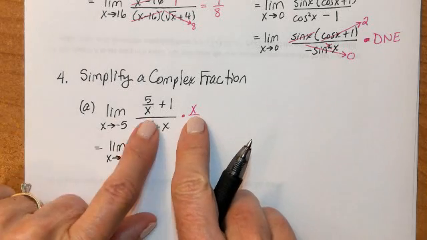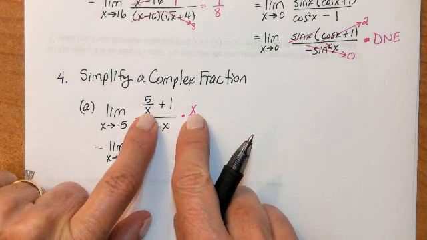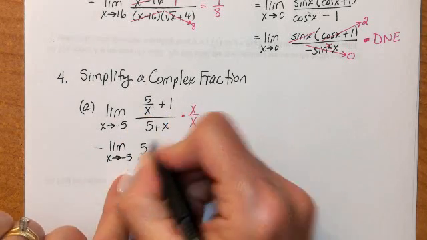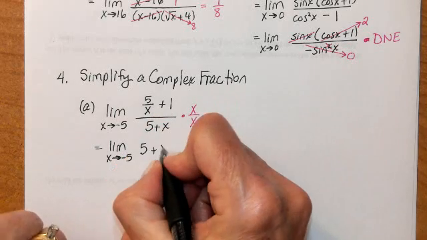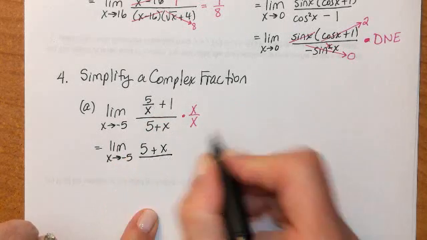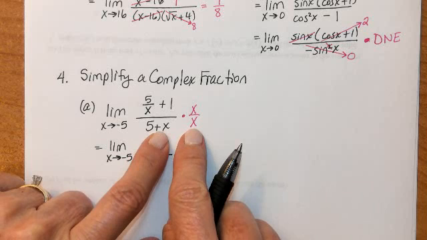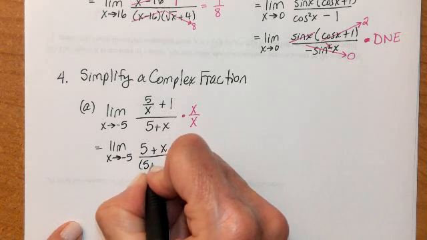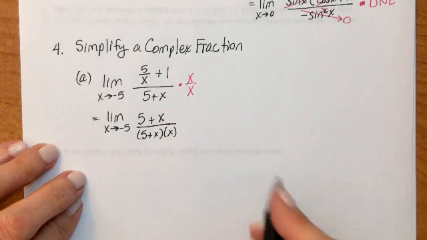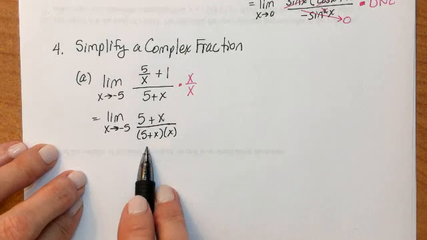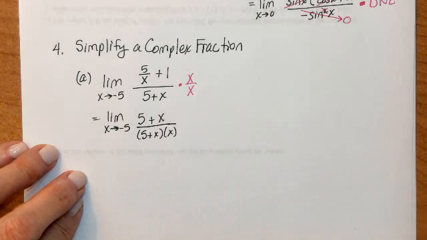I have 5 over x times x, that leaves me just the 5, plus 1 times x, that's x, over, and down on the bottom, don't multiply, just leave it. 5 plus x times x. You don't want to multiply because look at what you have on top. Those are going to reduce.